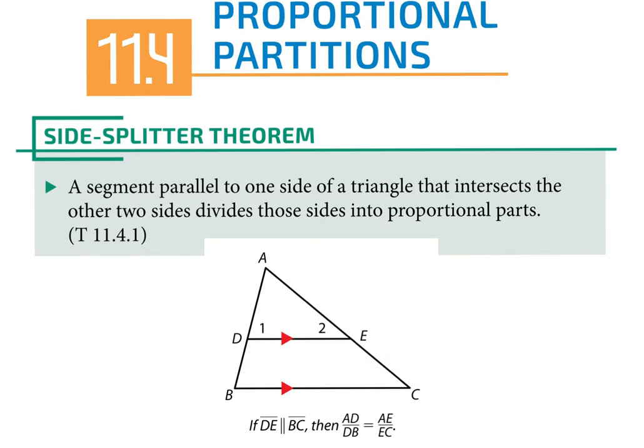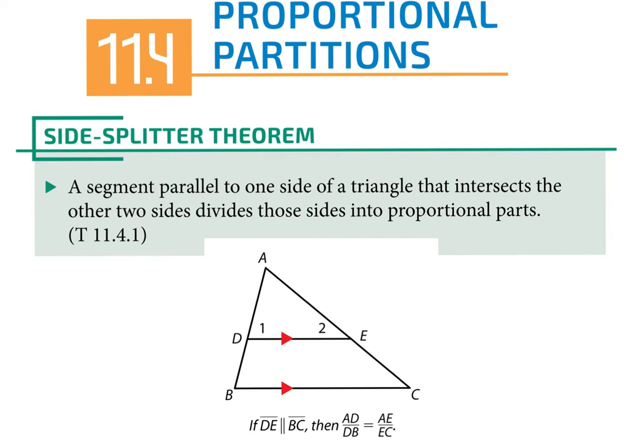We have done specifically right triangles up to this point when we're talking about proportional parts. Now we're going to talk about really any triangle. All right, a segment parallel to one side of the triangle that intersects the other two sides divides those sides into proportional parts. So if you have any line segment within your triangle that is parallel to the other side of that triangle, this line right here is parallel to a side of the triangle. It splits it up into proportional parts.